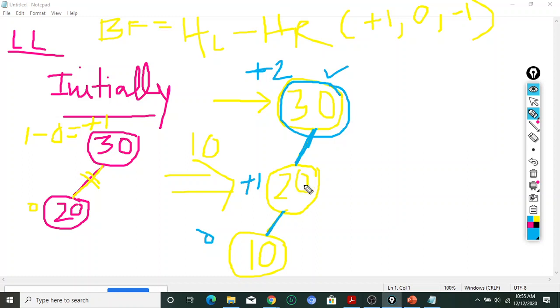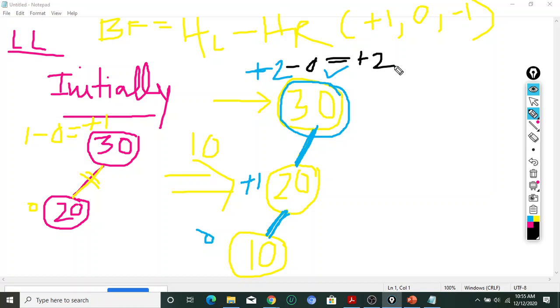Longest path. So this is 2, not the number of nodes. Here the number of nodes in the left subtree is 1, 2, 3, but it is not counted like that. So the longest path, what is the path? This one, this one. This is the height of the left subtree. And what is the height of the right subtree? Is there any right child? 0. So 2 minus 0. What will happen? This is 2. Yes or no?